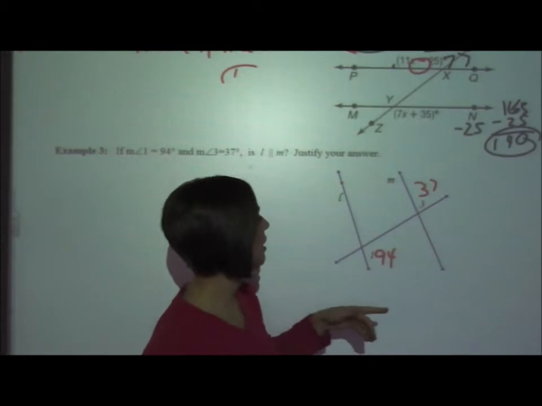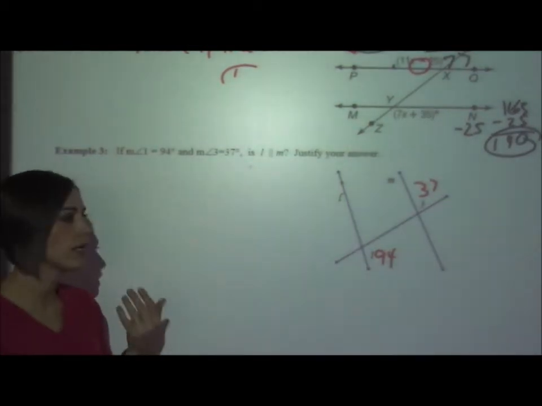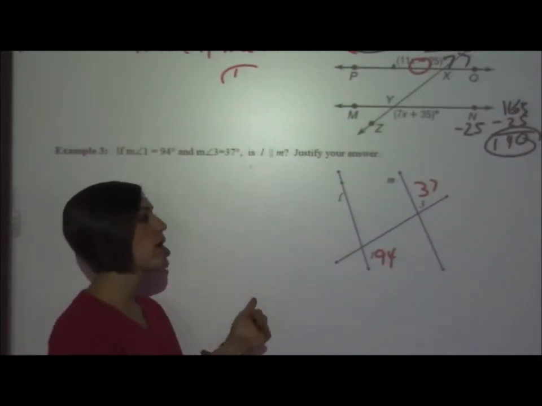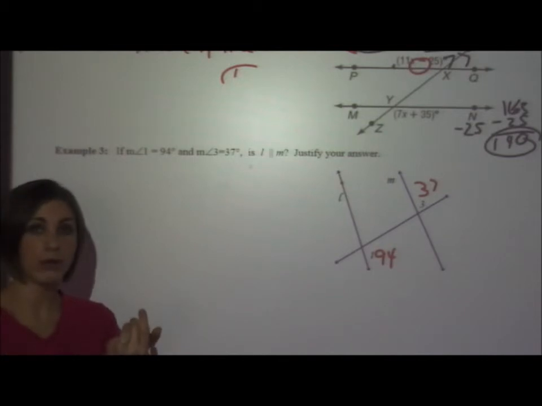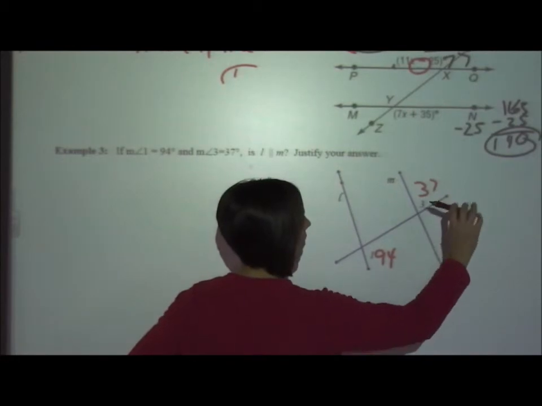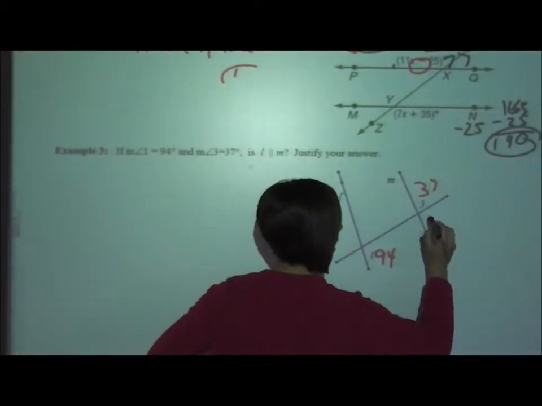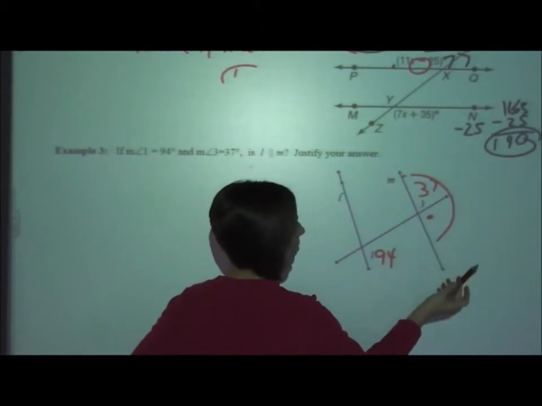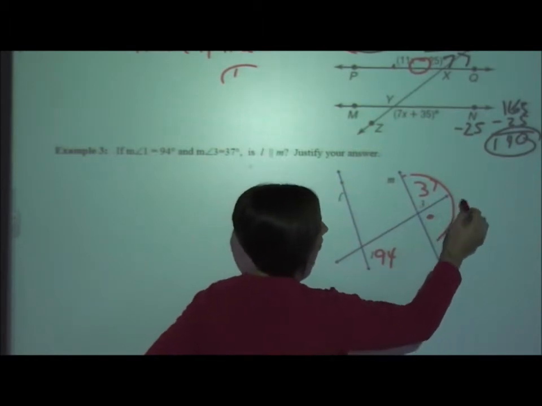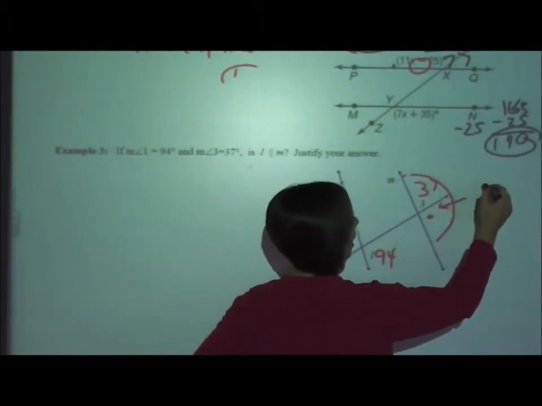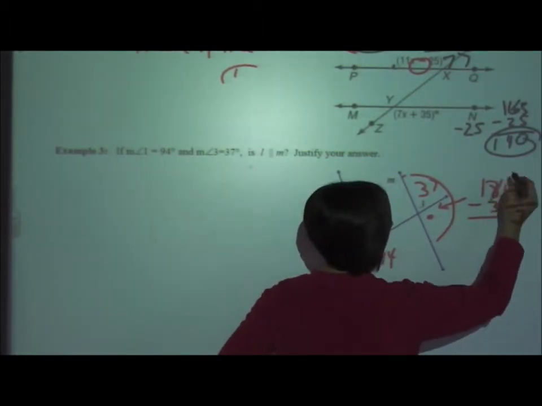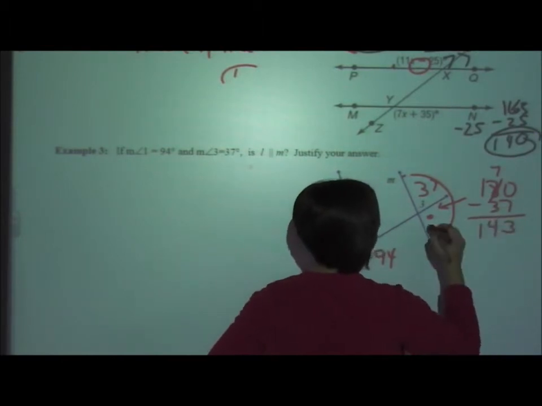Well, angle 1 and angle 3, they don't have an angle relationship. Corresponding, consecutive interior, consecutive exterior, alternate exterior, they don't have an angle relationship. So we have to figure out what we can figure out based on vertical angles and linear pairs. So I'm going to figure out if angle 3 and this one are supplementary, then that'll give me corresponding angles here and here. So I'm going to try to figure out this angle by subtracting 37 from 180. So I get, let's see, 143.